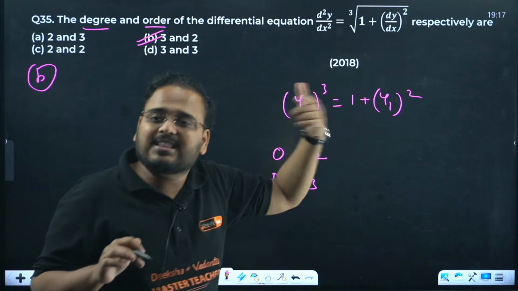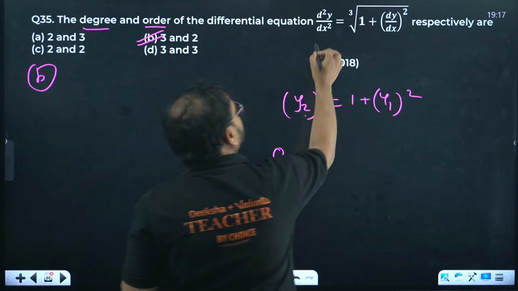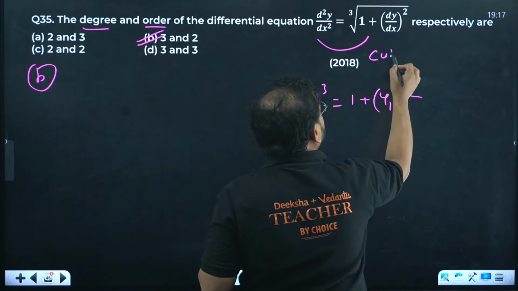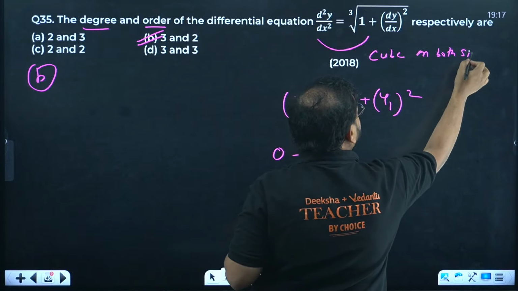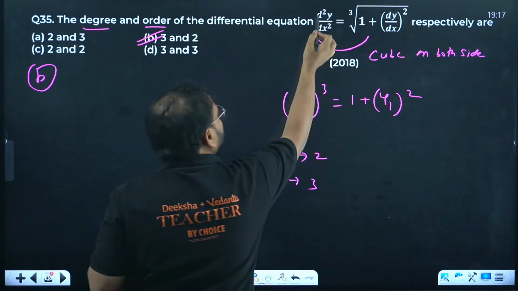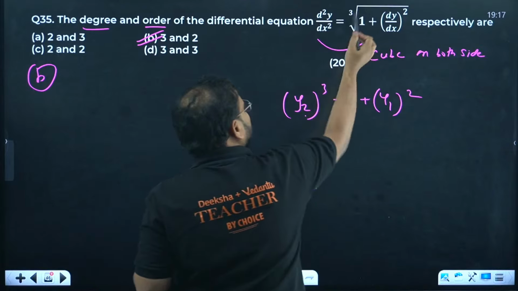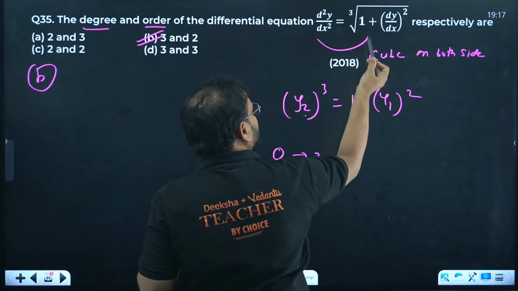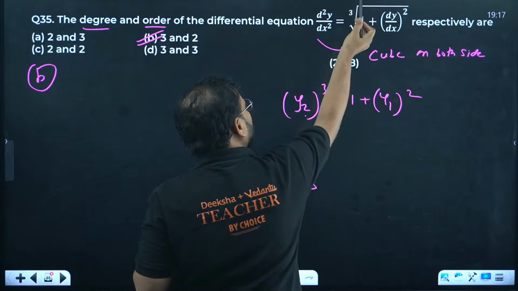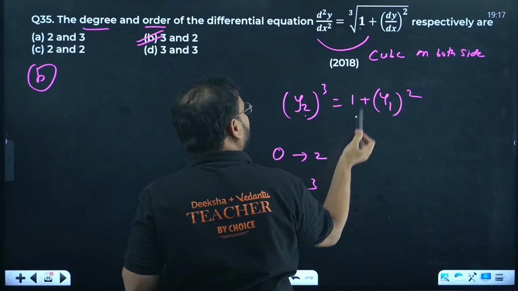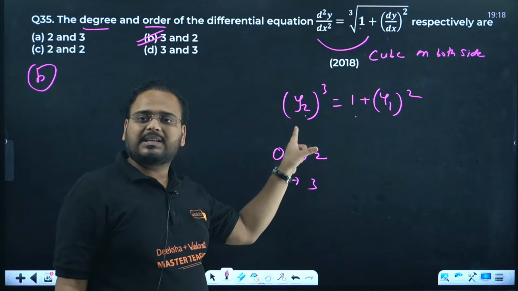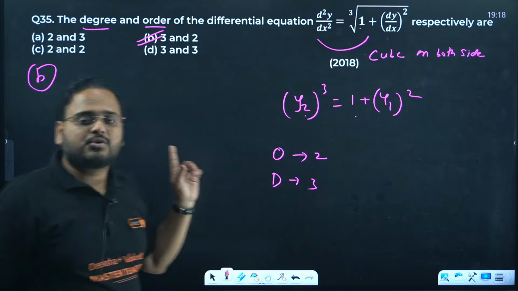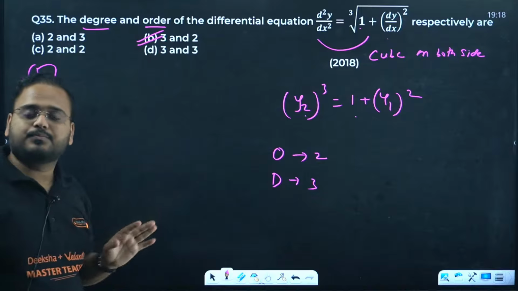So to negate that, we cube both sides. This becomes the second derivative to the power 3, and this whole thing to the power 3. The cube root and that power 3 will cancel. You will have 1 plus the first derivative squared. The second derivative means the order is 2, and the power will represent your degree. So degree is 3, order is 2.